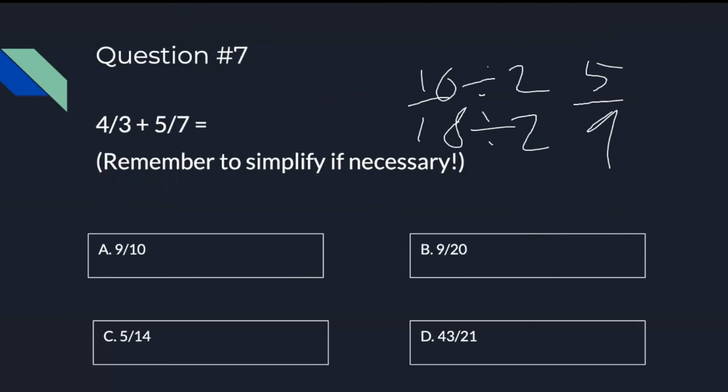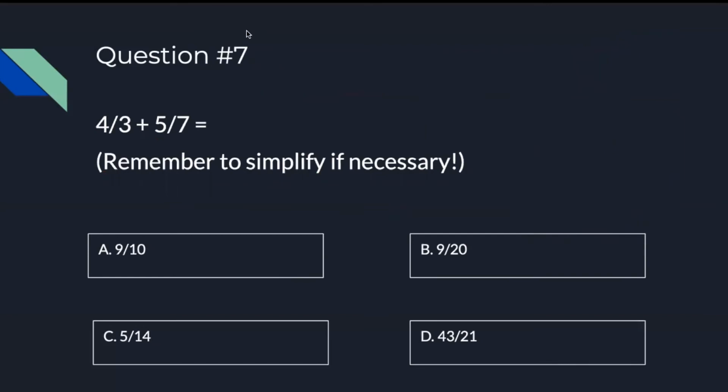Okay, now we're adding fractions with different denominators, right? So be careful. 4 over 3 plus 5 over 7. I'll give you guys 2 minutes for this one since it might take a bit long. 4 over 3 plus 5 over 7. The competition's still very close, right? So any one of you can catch up right now.